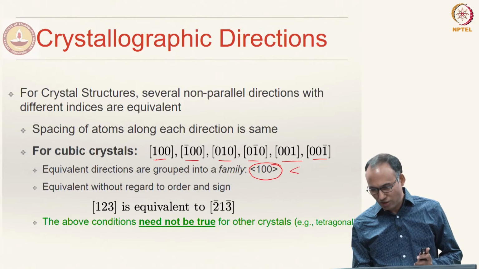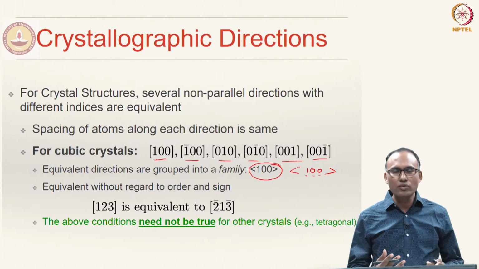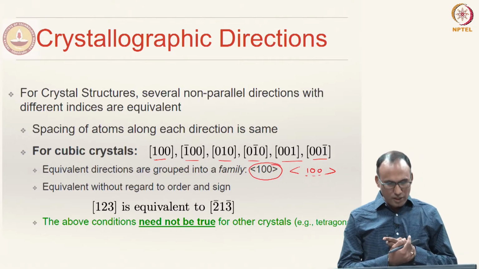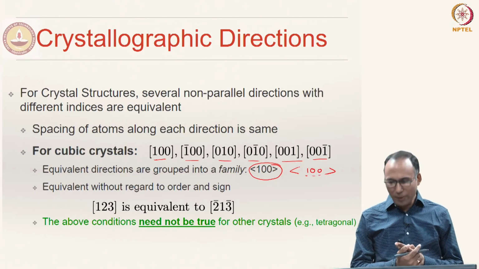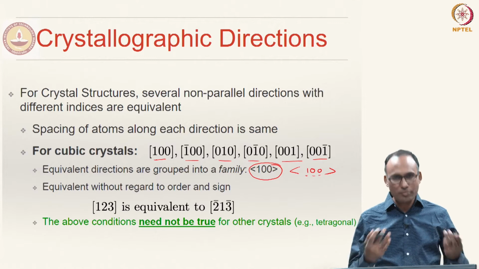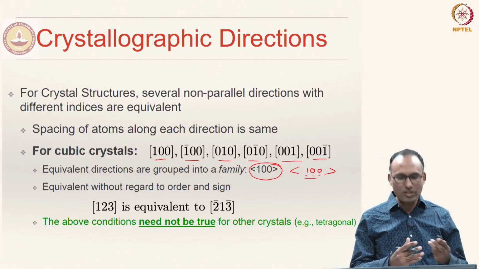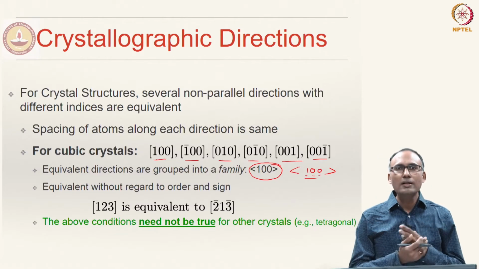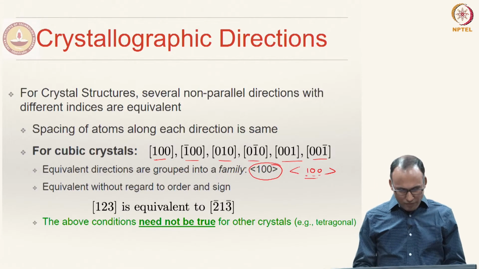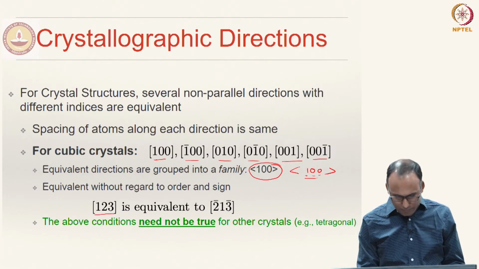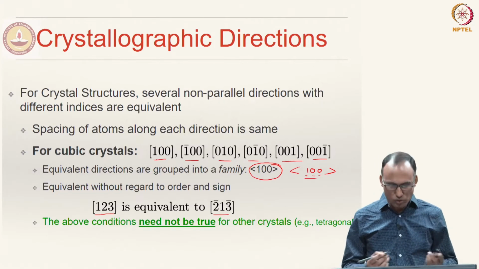You have a bracket and then 1 0 0, and all the permutations of these three indices will give you the equivalent directions for cubic crystals. Please note that this way of representing equivalent directions will only work for cubic crystals. For other crystals, for instance tetragonal crystal, it does not work. So you should keep in mind that this definition of equivalent directions is only right for cubic crystals. For instance, by that definition, the 1 2 3 direction in a cubic crystal must be equal to 2 bar 1 3 bar or 2 1 3 bar, 2 1 3 and so on.